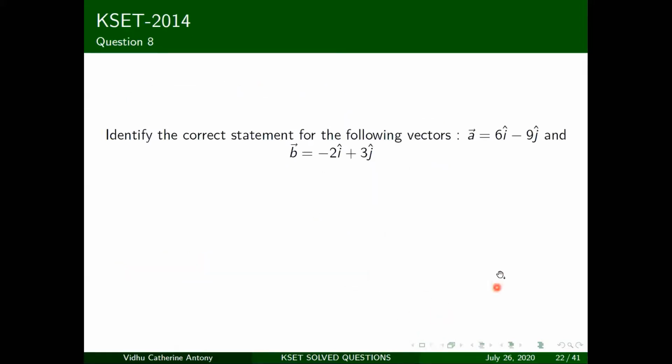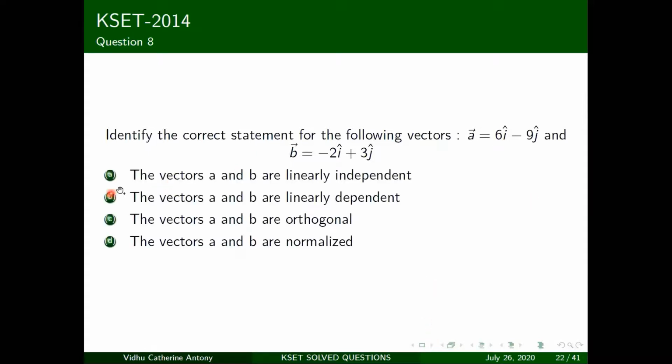Now let's look at this. This is something that we all know; we've done it in BSc too. Let me write down all these things. You have the vectors A and B, which are linearly independent. The vectors A and B are linearly dependent. The vectors A and B are orthogonal. The vectors A and B are normalized.